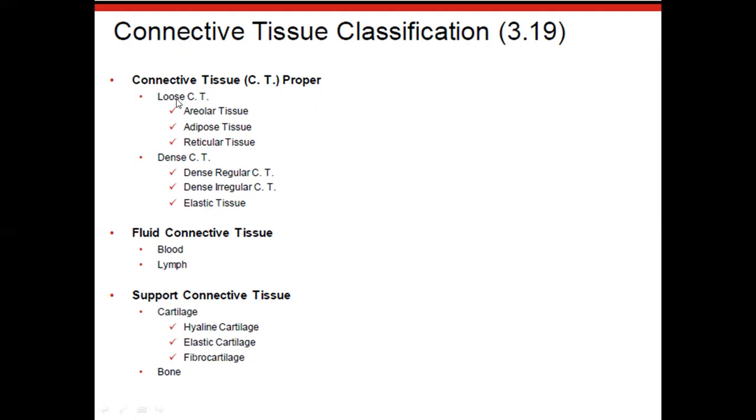So just like loose connective tissue is a category, here's the specific types of loose connective tissue. Cartilage is a category of supportive connective tissue. Here's the specific types. And there's bone. So we're going to go through all of these and identify them, talk about where they're located, and then talk about the functions of each of these tissues. Same thing with epithelial tissue. You need to know how to identify them, where they're located, specific properties of them, and then their functions.